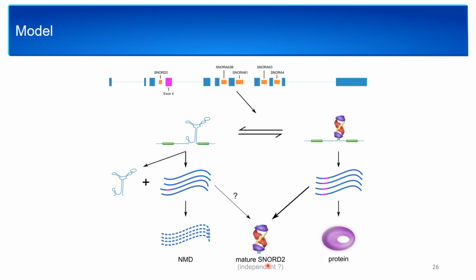In contrast, when the snoR2 sequence folds with the downstream intron, this will lead to the production of a stable RNA intermediate, snoR2 intron, as well as a transcript lacking exon 4, which will subsequently be degraded by the NMD pathway.